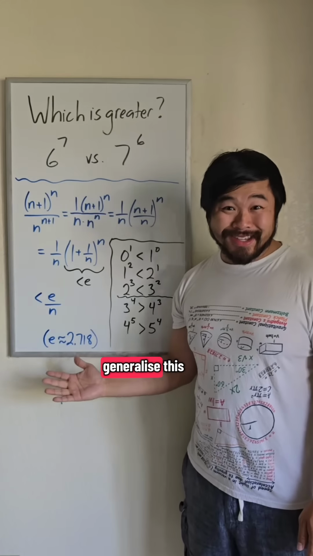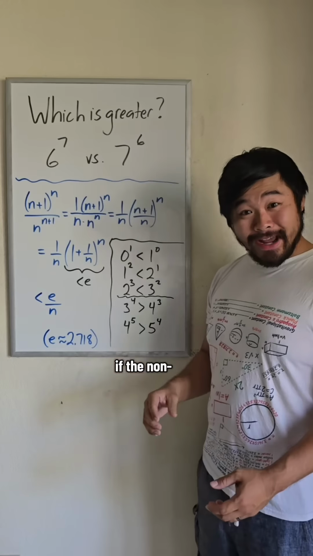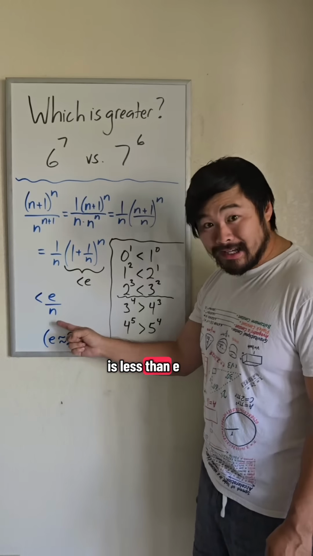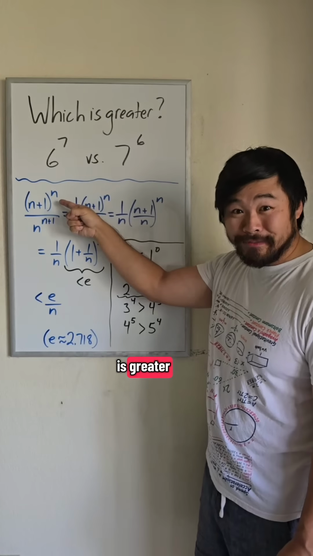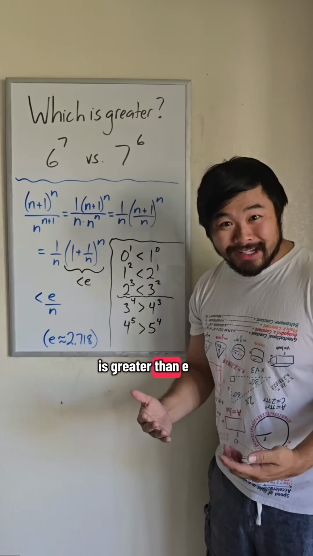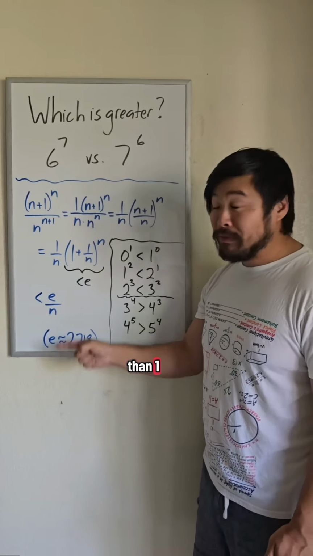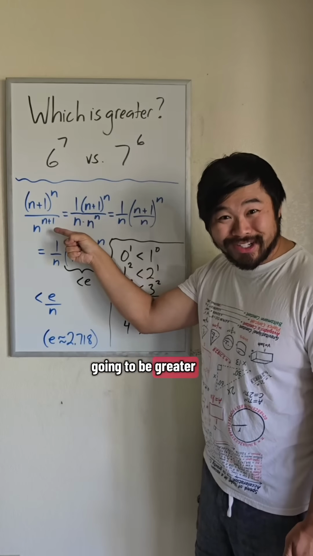Now, when we generalize this, we can see why the inequality sign flips right here. If the non-negative integer n is less than e, that means this is going to be greater than 1, meaning the numerator is greater. So numbers of this form are greater. And if n is greater than e, this is going to be smaller than 1, meaning the denominator is greater. So numbers of this form are going to be greater.